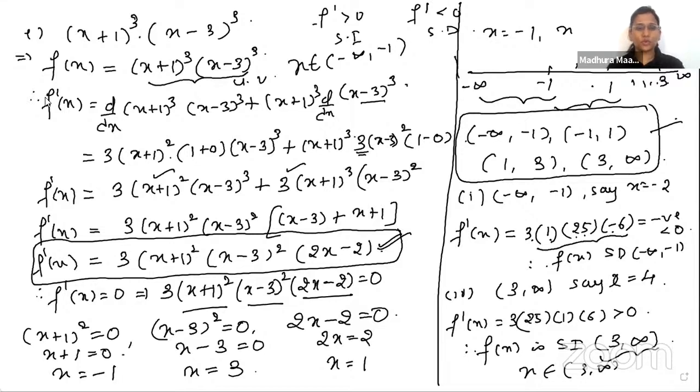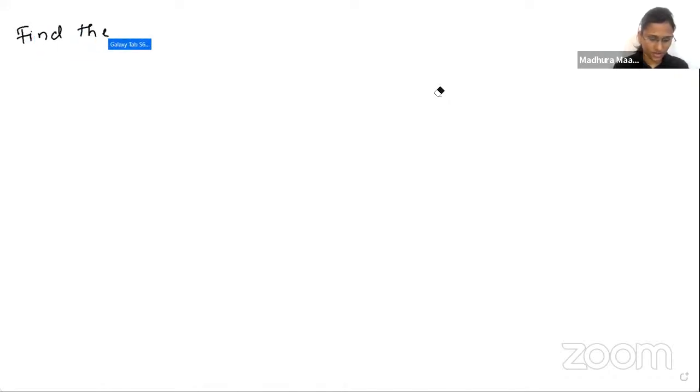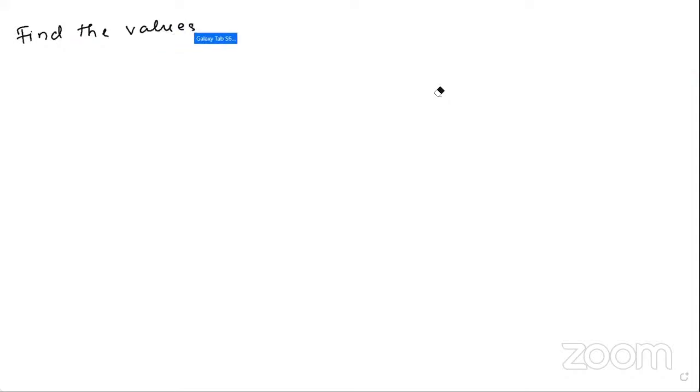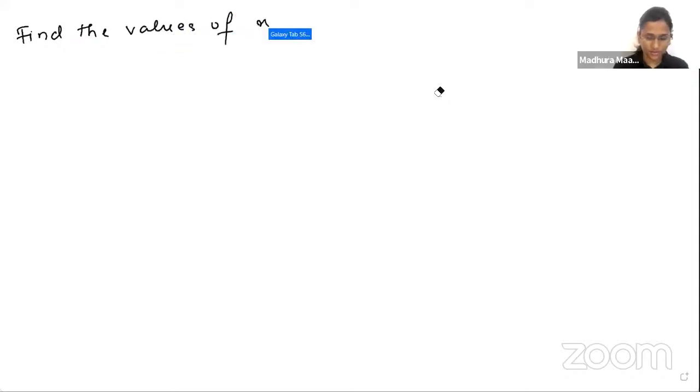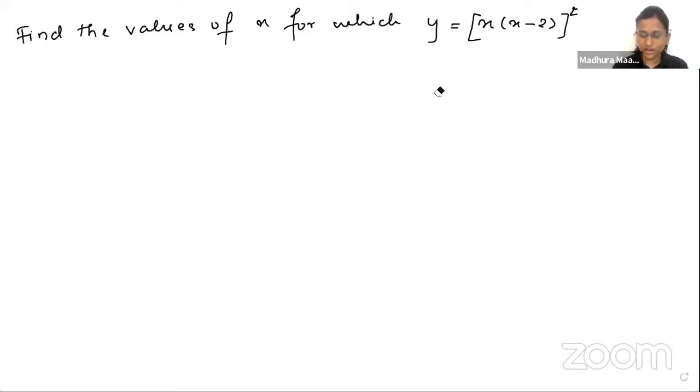Okay. So shall I clear the board once again? I'll ask you. Shall I clear? Yes ma'am. Everyone? Okay. Yes. So let us move on. Same question, same mechanism. They have just twisted the question a little, nothing else. What do they say? Find the values of x for which the function y equals x into x minus 2 whole square is an increasing function.